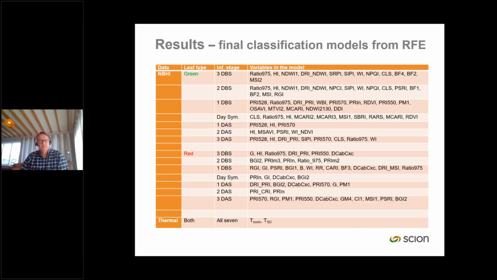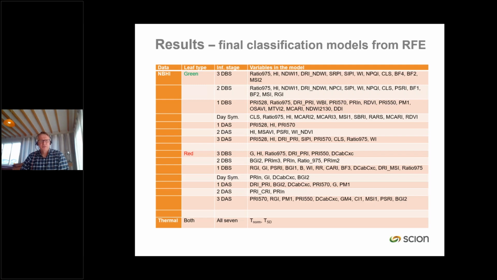So just getting to the results, this slide shows the final classification models that have been distilled down from the recursive feature elimination. On the far left column, we have the type of data, narrowband hyperspectral indices or thermal indices. On the next column over, we have whether the narrowband hyperspectral indices were from green or red leaves. The thermal indices were actually from both because they were canopy level measurements. And then in the next column, we have the 7 infection stages for both the green and the red leaves.